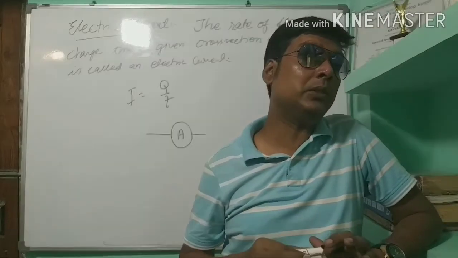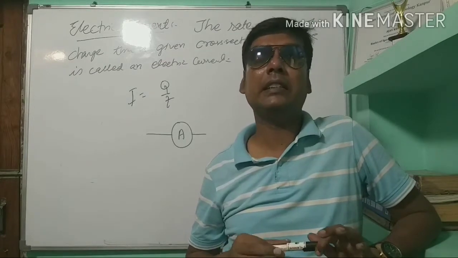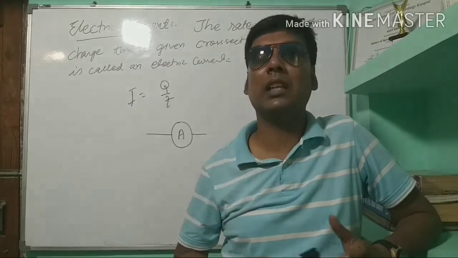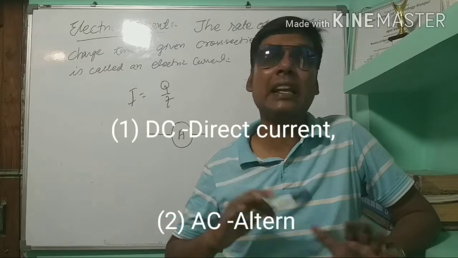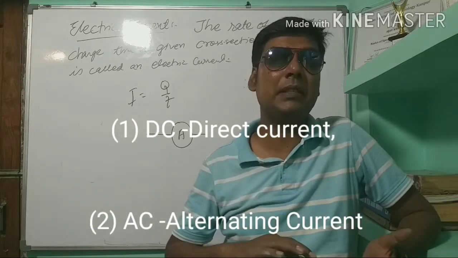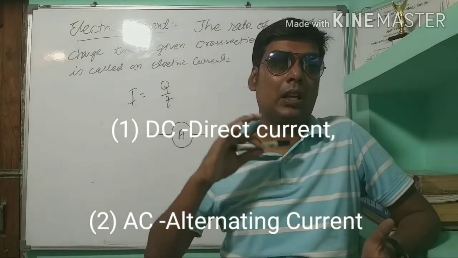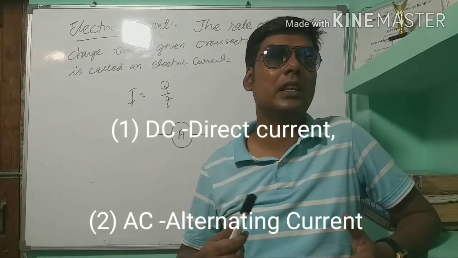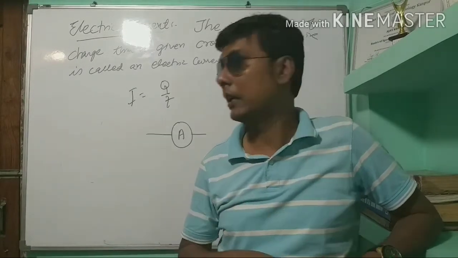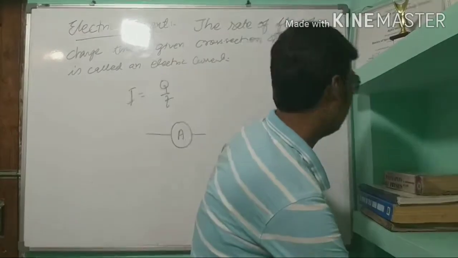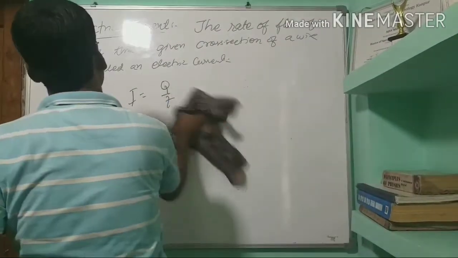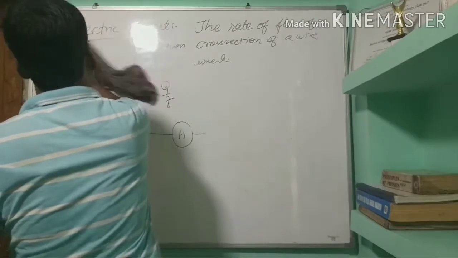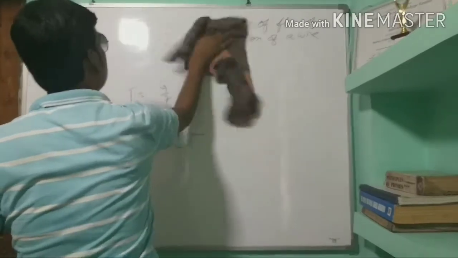According to the magnitude and direction, electric current is of two types, that is DC and AC. You might be knowing. DC means direct current. So the current in which the direction is fixed is called a direct current. So there are two types of current, that is direct current and alternating current, AC.